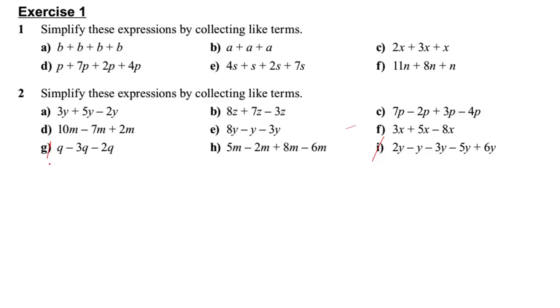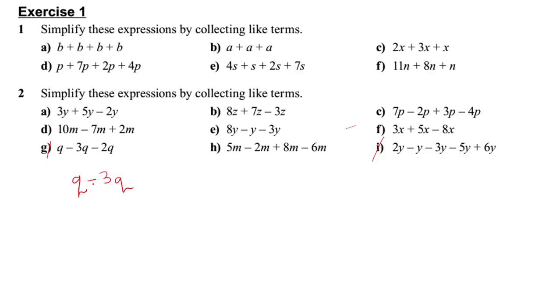Right, so again, in G, I've only got Q's. And the Q in front is positive, so I'm just going to write it. Always start with the positive one. And I've got 3Q being taken away and 2Q being taken away. Okay, so you're going to be taking away 3Q. You can do that in bit.